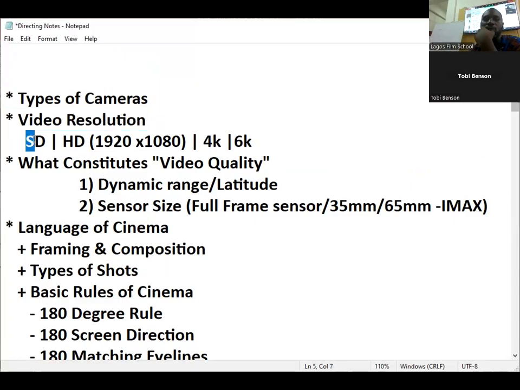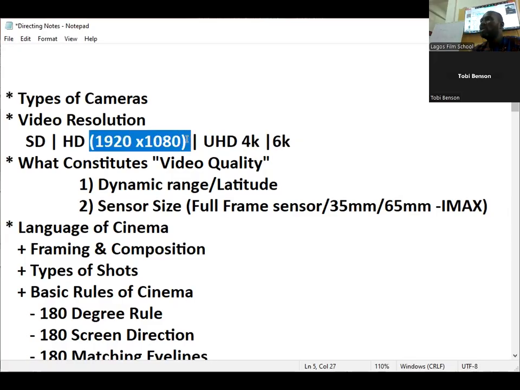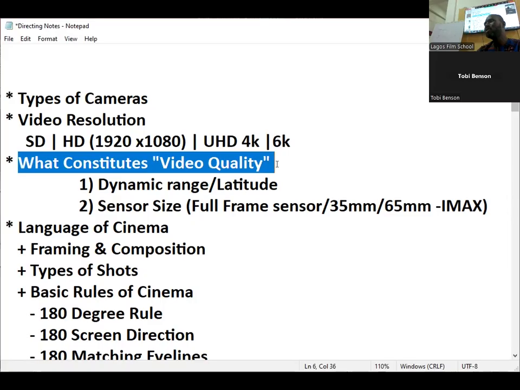Okay? So you either have SD, standard definition, or HD, high definition. And then there's UHD. Let me put that here. UHD, ultra high definition, 4K and 6K, is ultra high, higher than normal HD. HD has two flavors, mini HD and full HD. Make sure they record full HD for you. This is 1920 by 1080. Yes? All right.